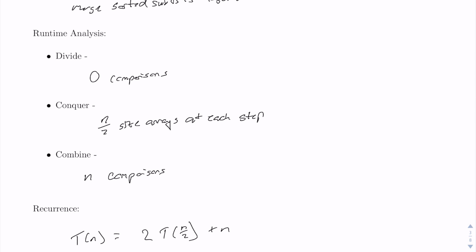Is the 2 just based on the fact that you're doing it on both halves? Yes. So the recurrence is defining itself in terms of itself. T of n over 2 says I'm doing this same thing on half of it. But because we're doing it on both halves, it's 2 times doing it on half of it.